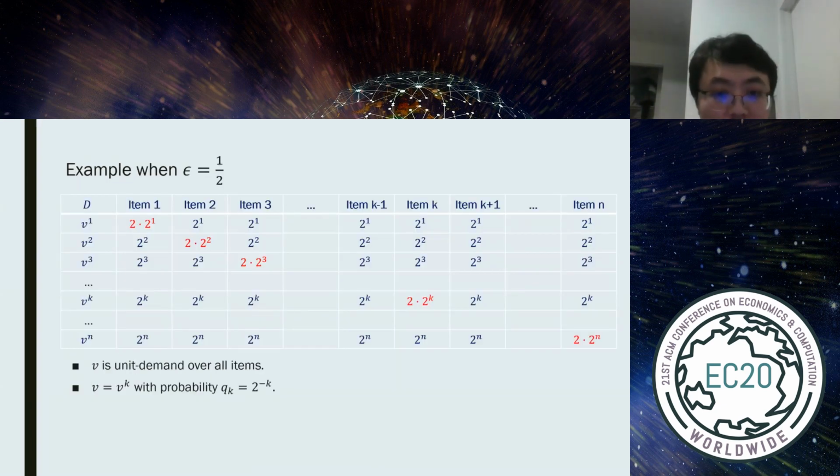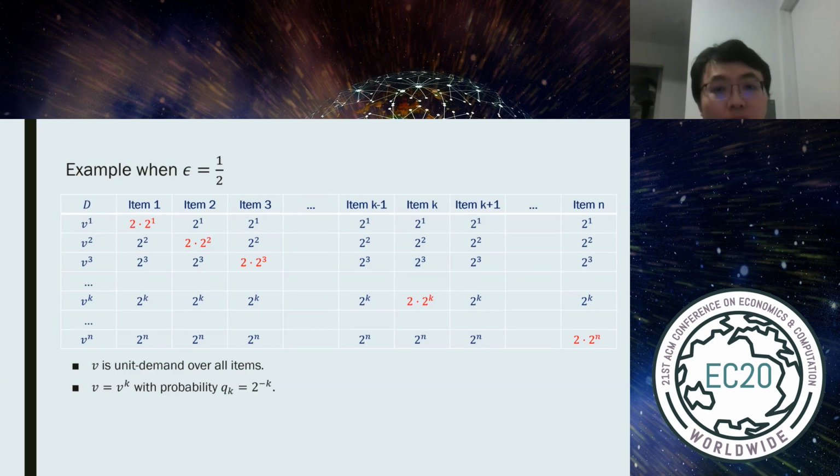Okay, so consider the original distribution D as shown here. With probability 2^-k, the buyer has a value Vk, that is a unit demand valuation function, as shown in the table. And her value for item k is 2^k plus 1, while her values for the rest of the items are 2^k.